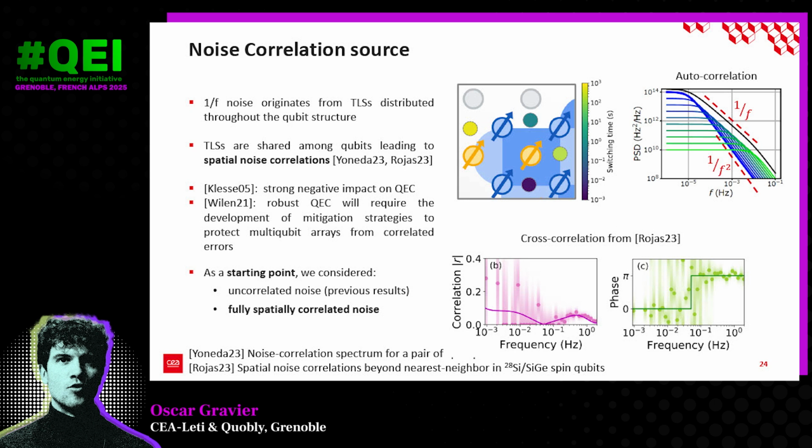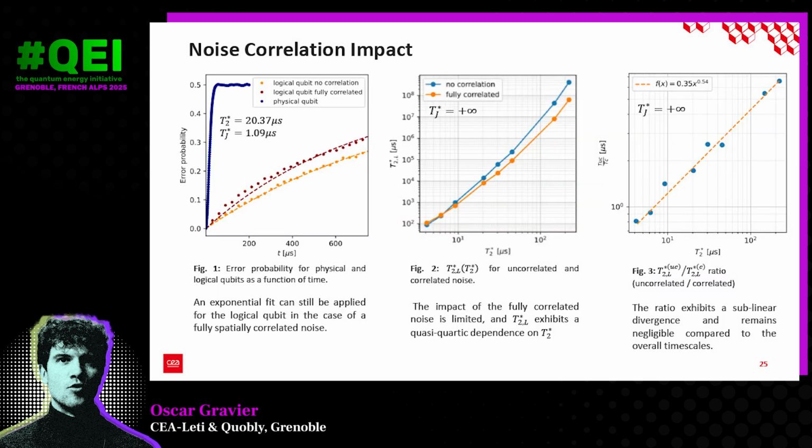As a starting point, we have taken the uncorrelated noise, which was in the previous result, and we had a fully spatially correlated noise, which means that this time we don't have one single signal for each Larmor frequency of qubits and each pair of two qubits, but just one single 1/f signal for all Larmor frequency qubits, which will be used for all the G coupling values. And doing so, we had the first result.